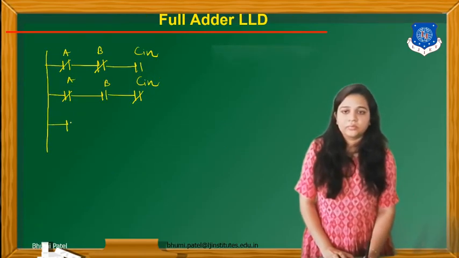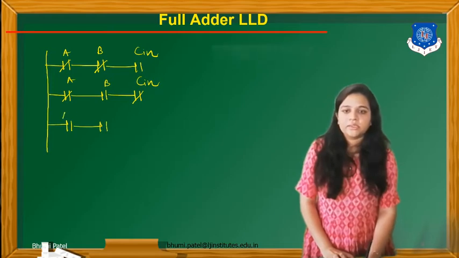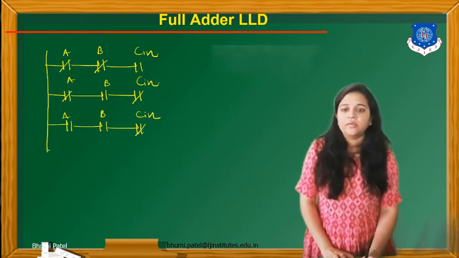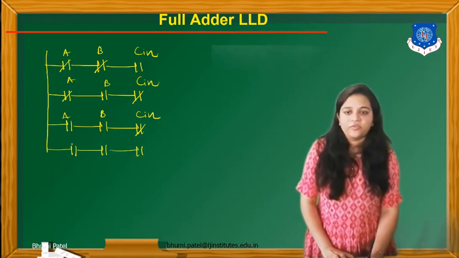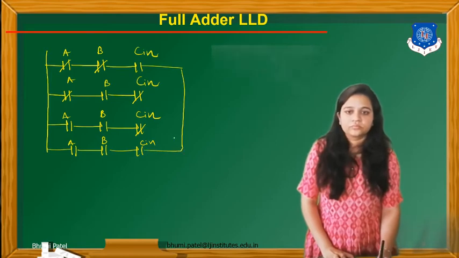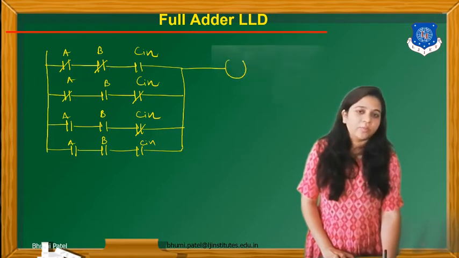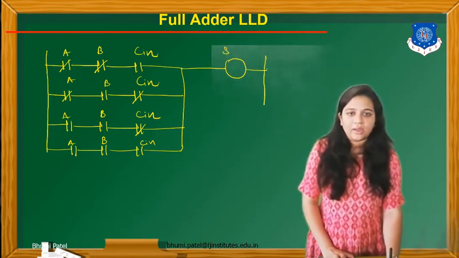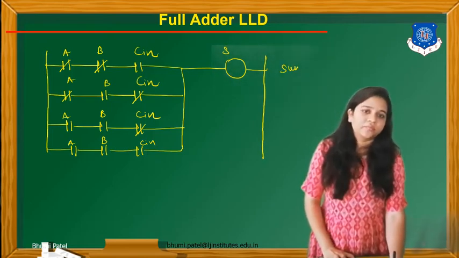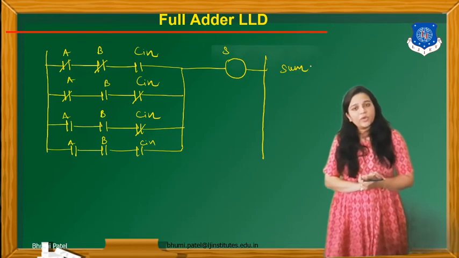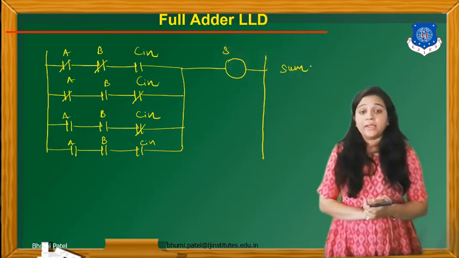So A, B as it is, and we can put the C in connection, and the fourth condition is A, B and C in all of them in the normally open condition. Okay. And what is the output of these inputs? Which is known as the S, and S is the sum. Okay, the same logic is applied for the carry output.